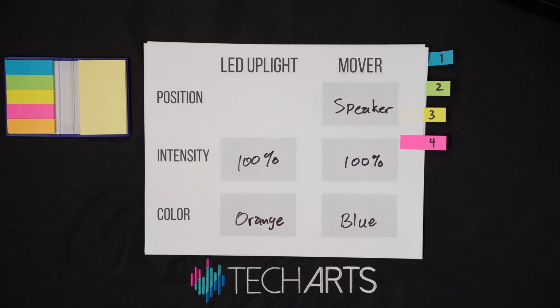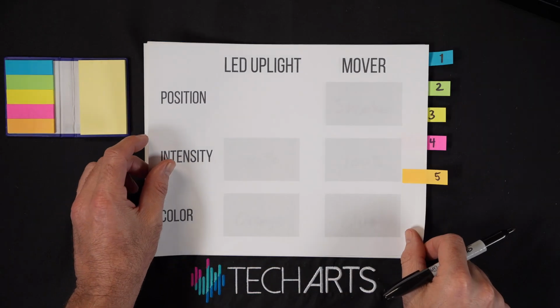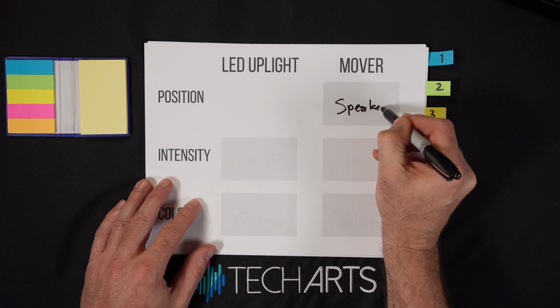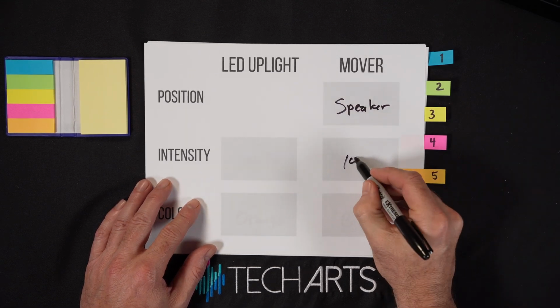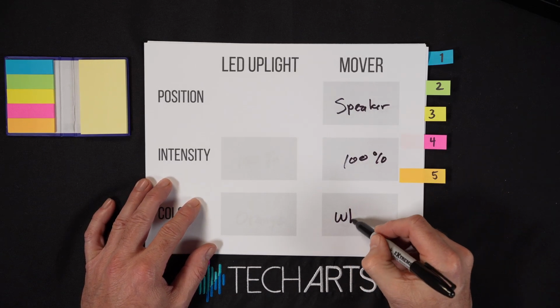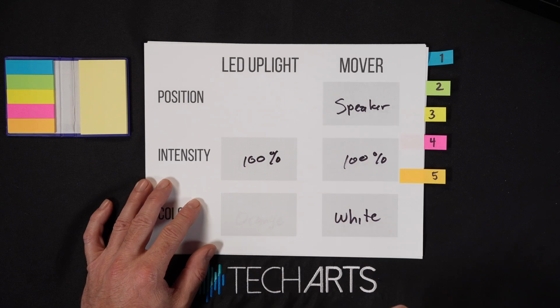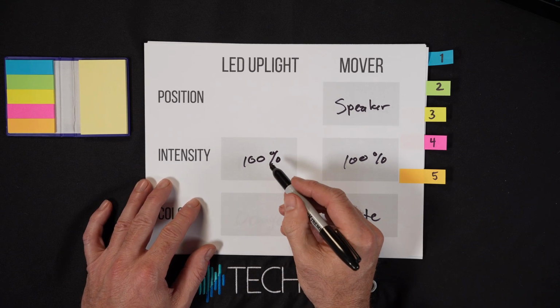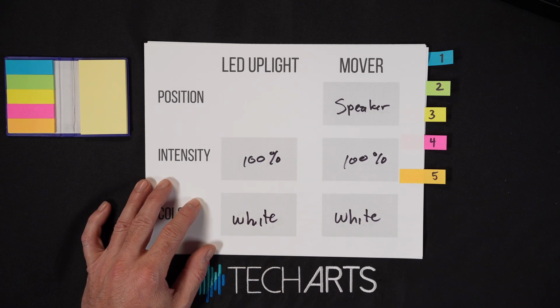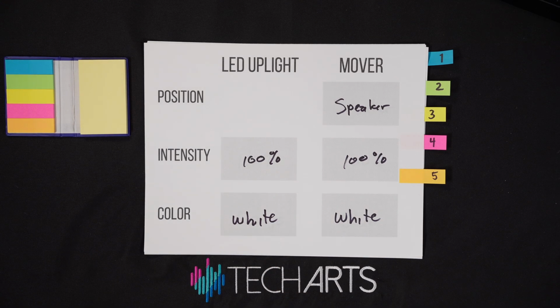Then the speaker starts the talk, the keynote. So of course the light will be on the speaker at 100%. But since the speaker is now giving the keynote, we'll change that to white. And we want to change the look a little bit, so the LED uplight will now go to white while the speaker is speaking. And there's our basic cue list.